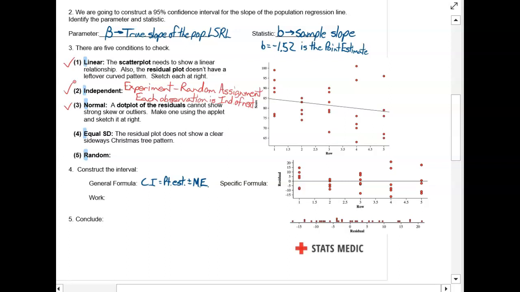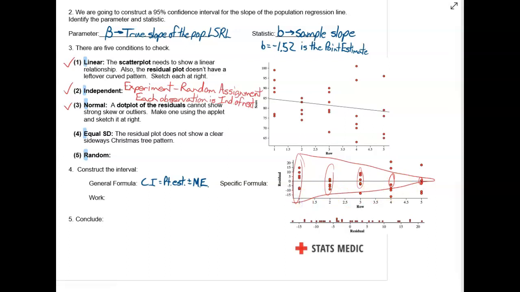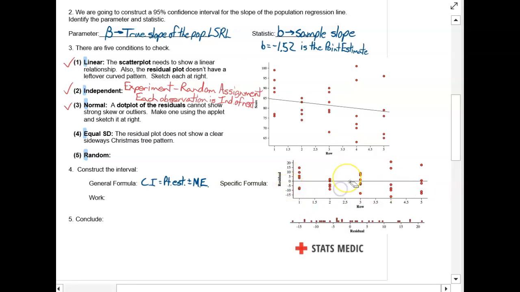Also, we have here the residual plot doesn't show a clear sideways Christmas tree pattern, like you have a lot here and then kind of decreasing as we go. So we don't have this kind of sideways Christmas tree pattern in either direction. And what that shows us is that our standard deviation at any particular row is going to be about equal. So equal standard deviation. It's not changing as we go from side to side.